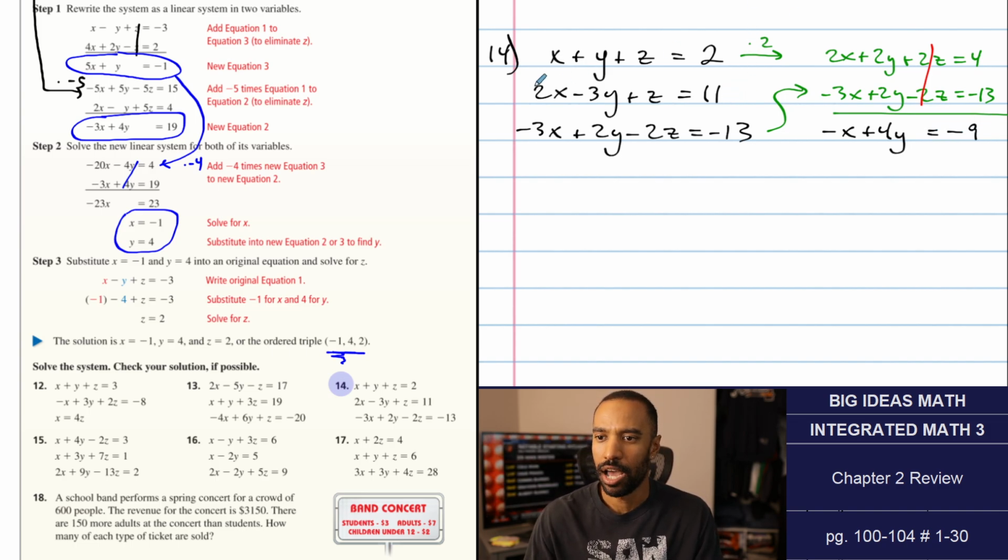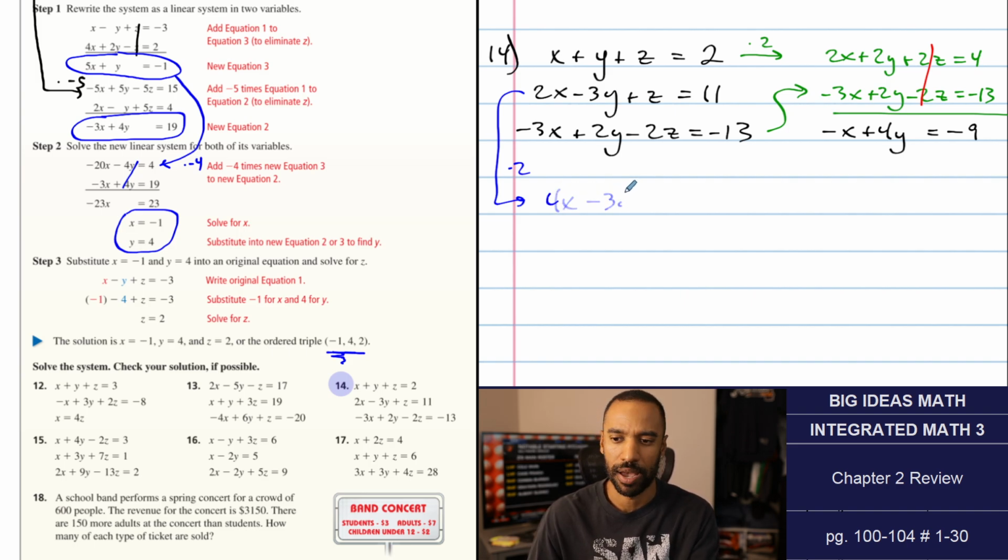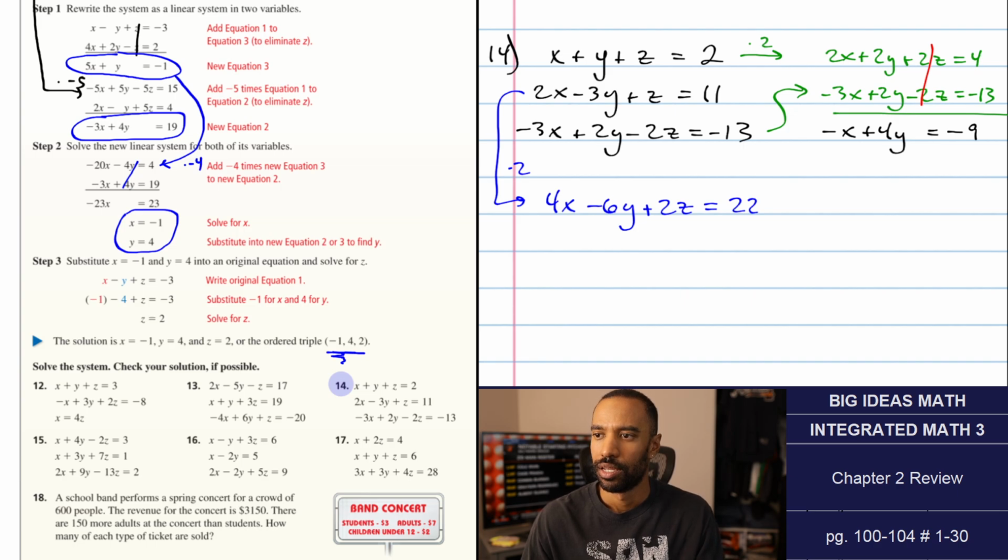Now, if I take the middle equation times 2, I can eliminate z's with the bottom equation. 4x minus 6y plus 2z equals 22. And then this one right here, keep it the same: negative 3x plus 2y minus 2z equals negative 13.